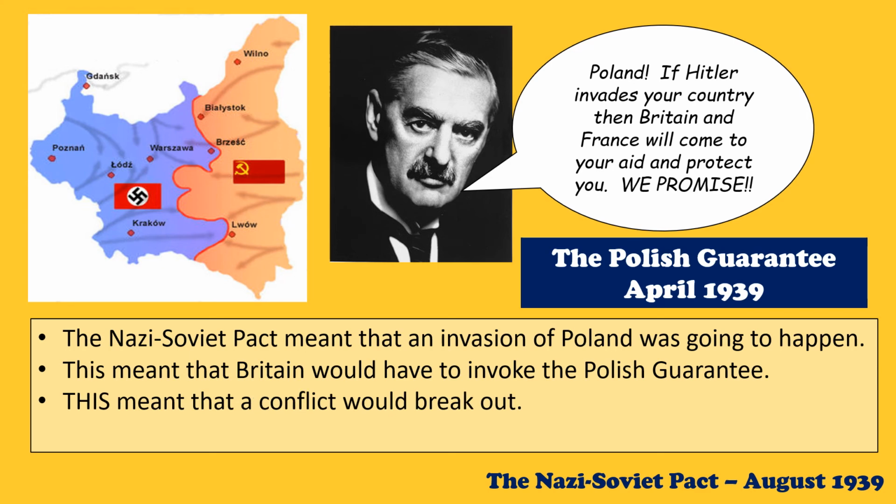If Britain follows up on the Polish guarantee, then a conflict is going to happen. And if that is the case, we are literally in a situation where World War II is inevitable. It is going to happen. And as we know from the dates, Nazi-Soviet Pact, 23rd of August, outbreak of war, 3rd of September. We are literally talking about an agreement being made, and then just over a week later, war actually breaking out.